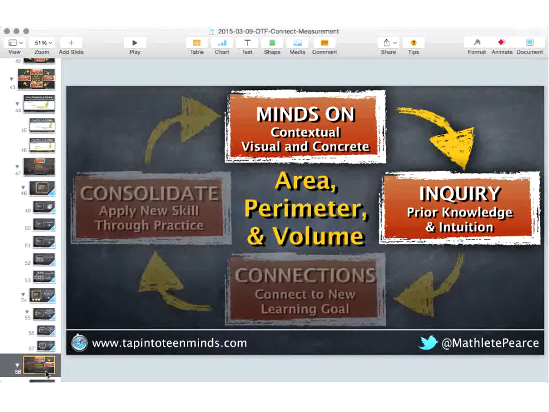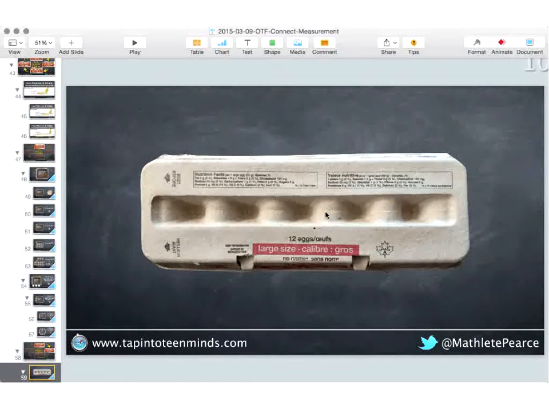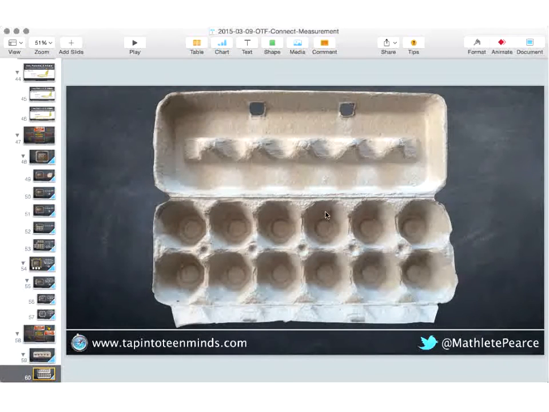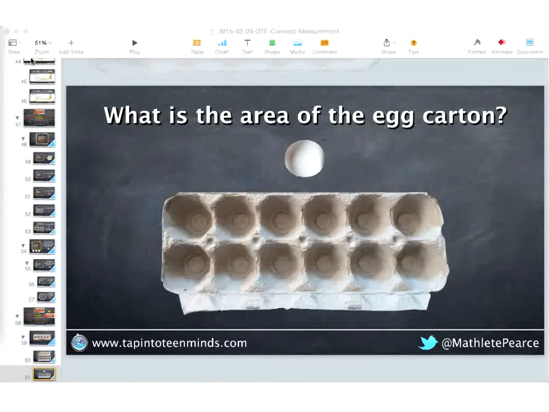So in the inquiry piece, I want to get you guys thinking here. Again, something from around the house, just a container of eggs that was sitting around the house. And when we open this thing up, the next question I have for you is, what is the area of this particular egg carton? So go ahead in the chat window. What do you guys think? What is the area of this egg carton?